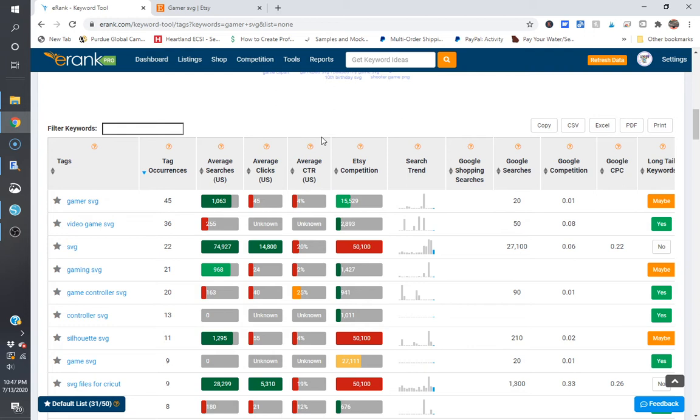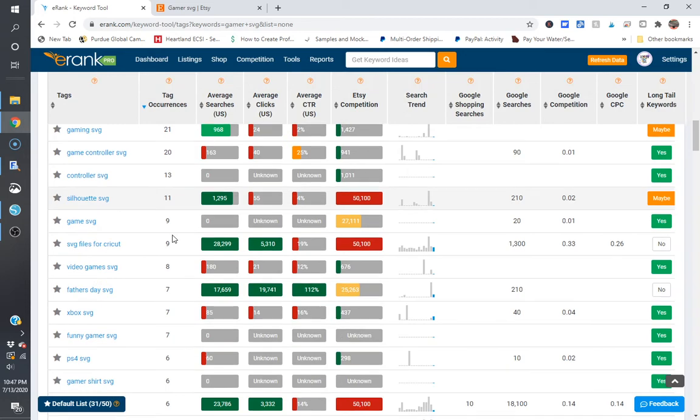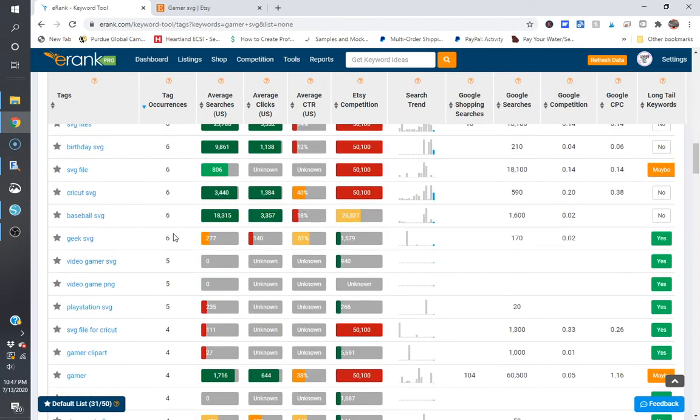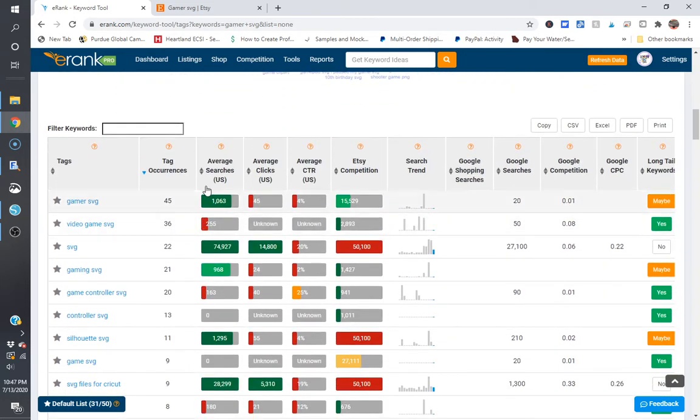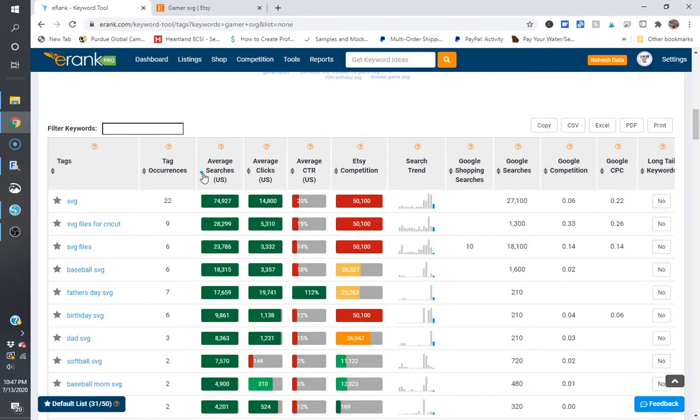But the interesting thing here is you can also see the other tags that are being utilized. And you can click on this. You can see the tag occurrences and how many times different tags are used. And that's what it's sorted by right now. But if you click this, you can see other keywords that are being used and what the average clicks and competition is. And the ratio of clicks to searches is a percentage. And all of this is based off of 12 months.